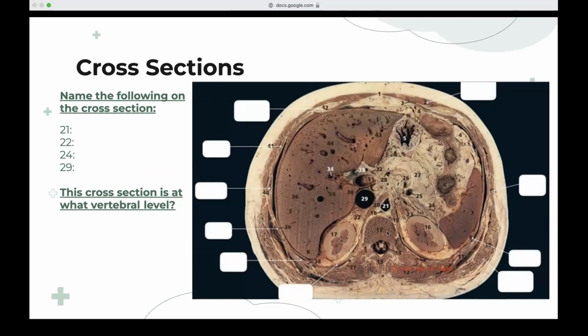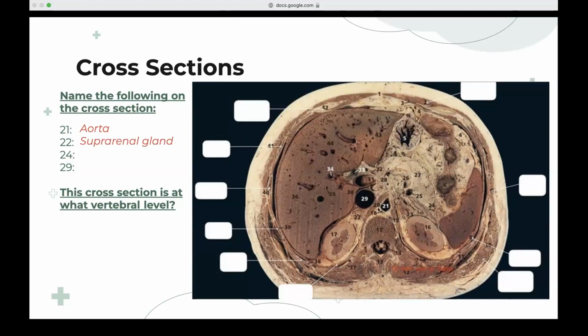What's 21? Aorta. Aorta. Okay. 22. Where is 22? I'm trying to find it. We're at the top of the right suprarenal gland. Exactly. Because we're at the top of the kidney, sorry. So this would be the suprarenal gland, the right suprarenal gland, as you suggested.